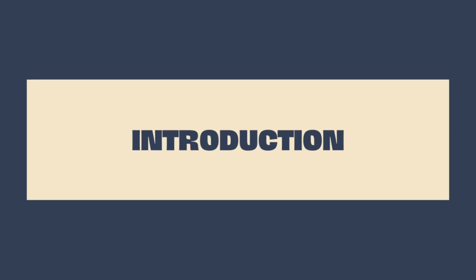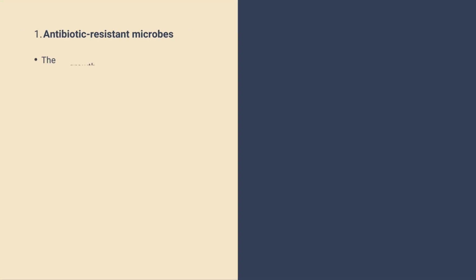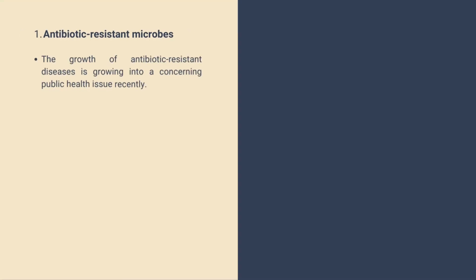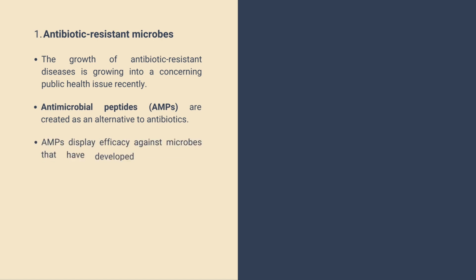So, let's start with the introduction of our topic today. First of all, the main issue that is discussed in this article is about antibiotic-resistant microbes. As we all know, recently the antibiotic-resistant infections are a growing public health concern. As a solution, the scientists came up with one answer, which is the antimicrobial peptides, AMPs. It is effective against antibiotic-resistant microbes and has various mechanisms of action.